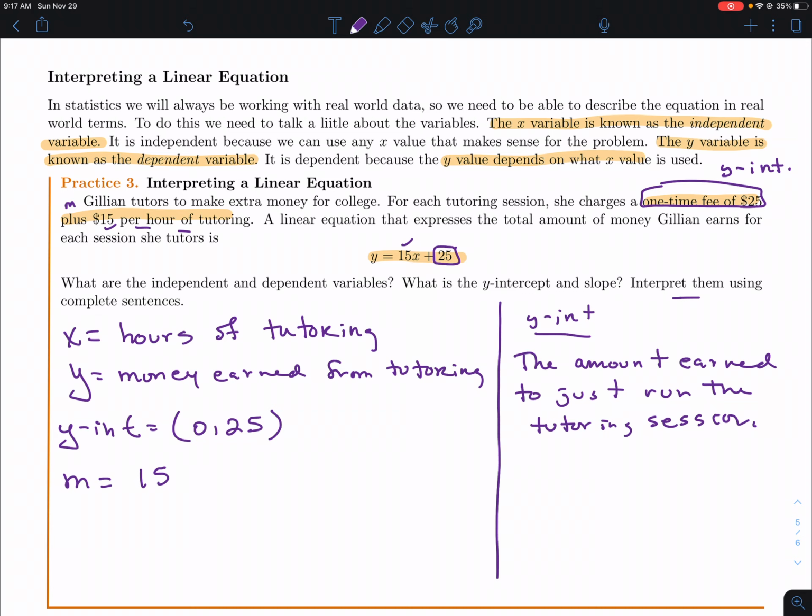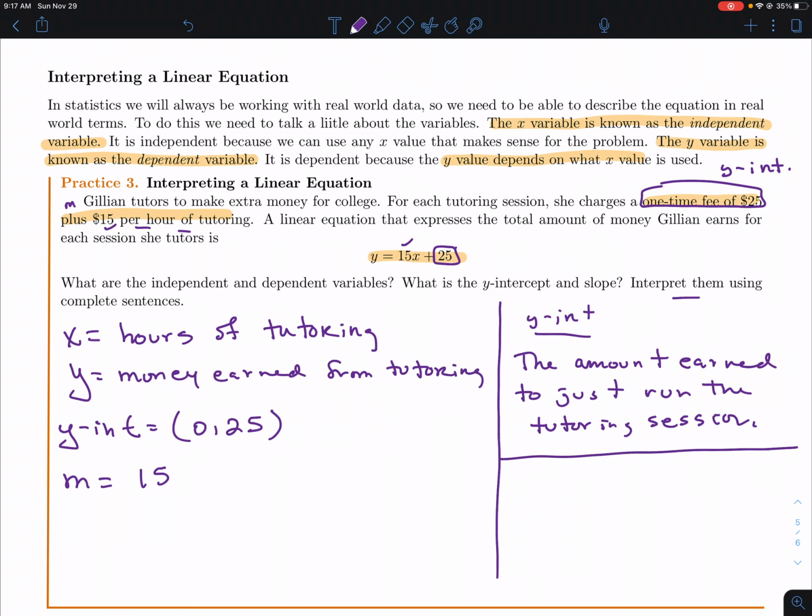In this case, 0 doesn't make any sense because if you didn't get tutored at all, you wouldn't pay the $25. So 0 doesn't quite make sense in this case, even though that's what the y-intercept would represent. But that's what it would basically mean. So if you didn't show up for tutoring, you'd still pay the $25 is the way to think about it. If you blew off the tutoring session, you would still owe the $25. So that's what the y-intercept would mean in that situation.